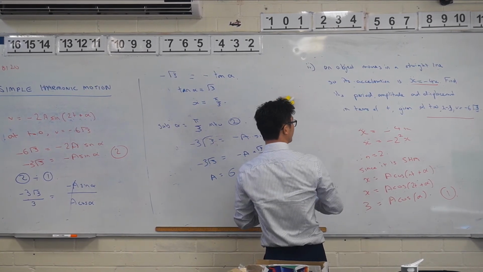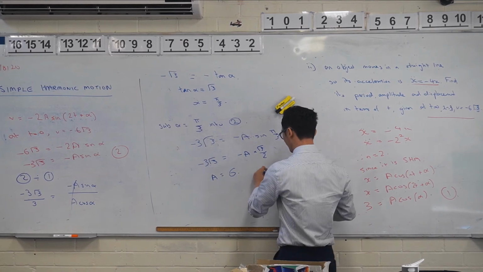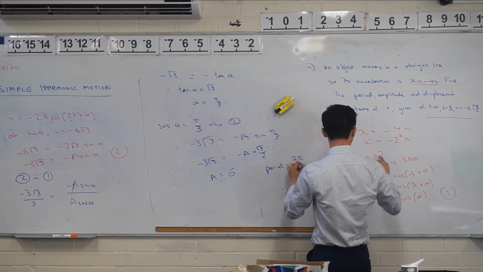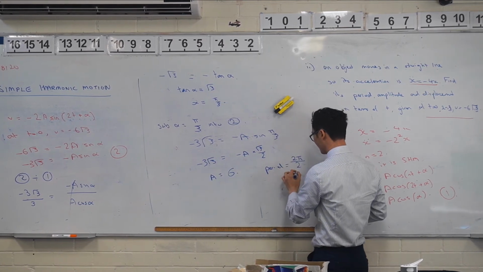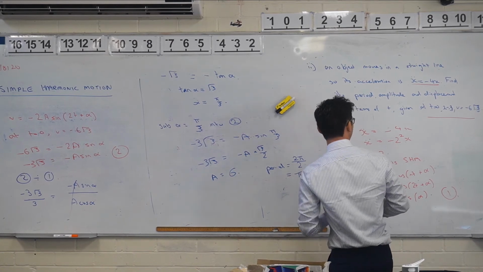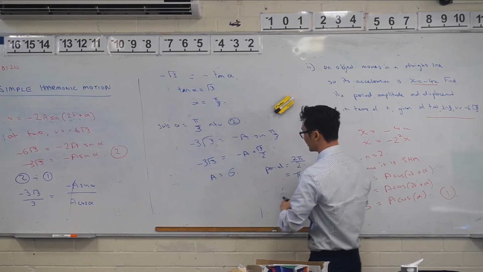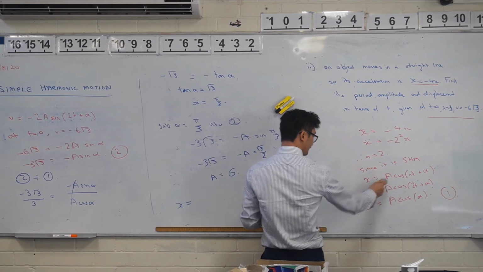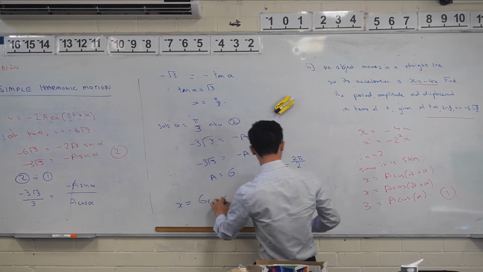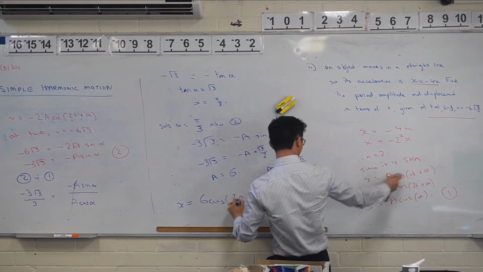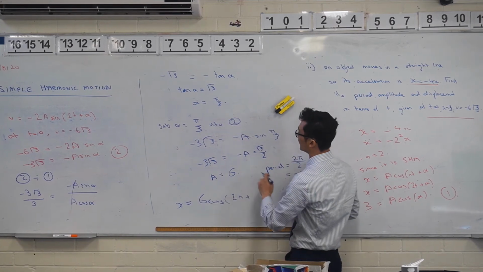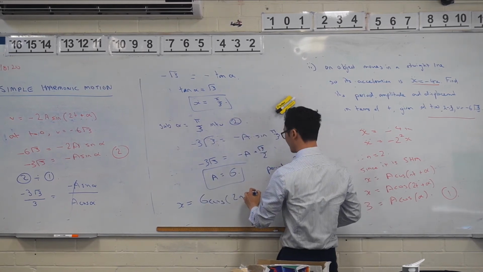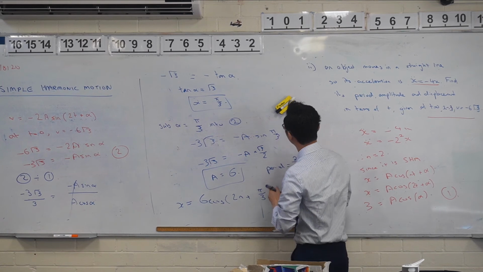What were we meant to find? Period, so period is equal to 2 pi on n. So 2 pi on our n value over here, which we found way before, so just pi. And our final equation is going to be x equals 6 cos of 2, n is equal to 2, t plus my alpha was pi on 3. So we've probably boxed these up. Cool. Any questions with that one?